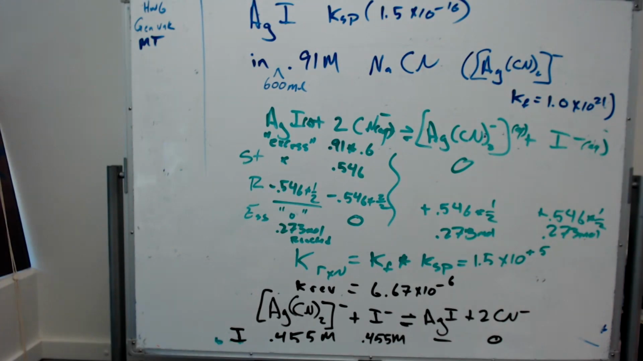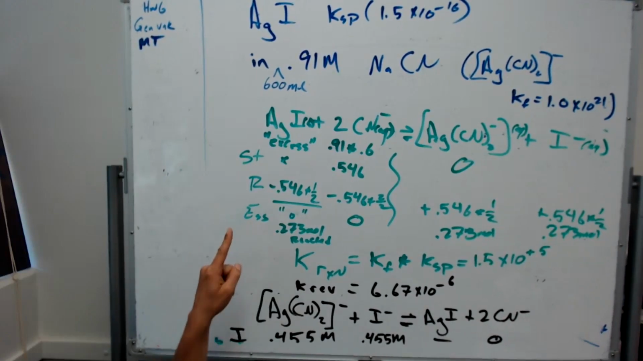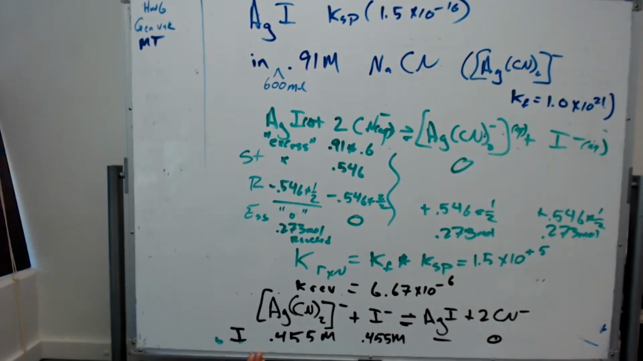So wait, how did you get the 0.455 again? It was the moles we have divided by the total volume, right? Molarity. Okay. And the reason that I can say that this value is the molar solubility of AgI is because I've got this 1-to-1 ratio, right? All of the silver in solution in the complex came from the silver solid, 1-to-1 ratio. Okay.